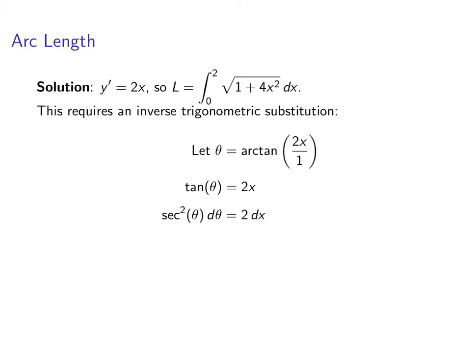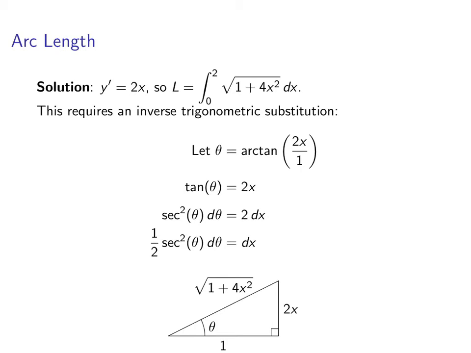So tangent of theta is equal to 2x, and secant squared theta d theta is equal to 2 dx. So we got 1/2 secant squared theta d theta is equal to dx. Okay, what else do we need? Oh, we don't know what that is. We're going to have to work that out with a triangle.